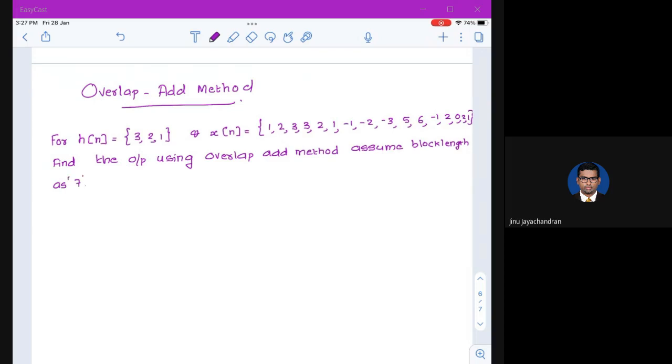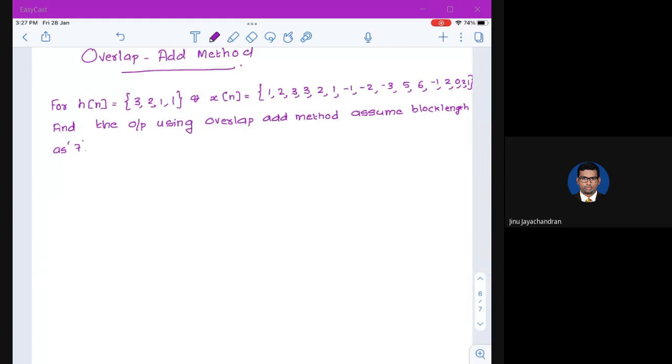In this question, we want to find the output of a linear convolution of this x of n, which is a very lengthy sequence, convolved with h of n, which is 3, 2, 1, 1. I think there is one missing. We get the output using overlap add method, and they have given the block length also as 7.